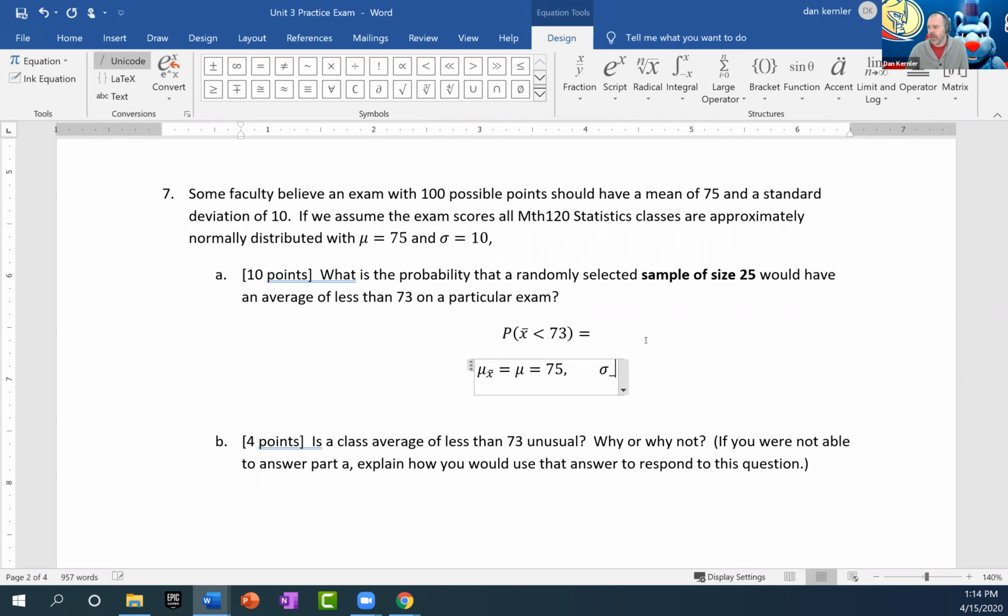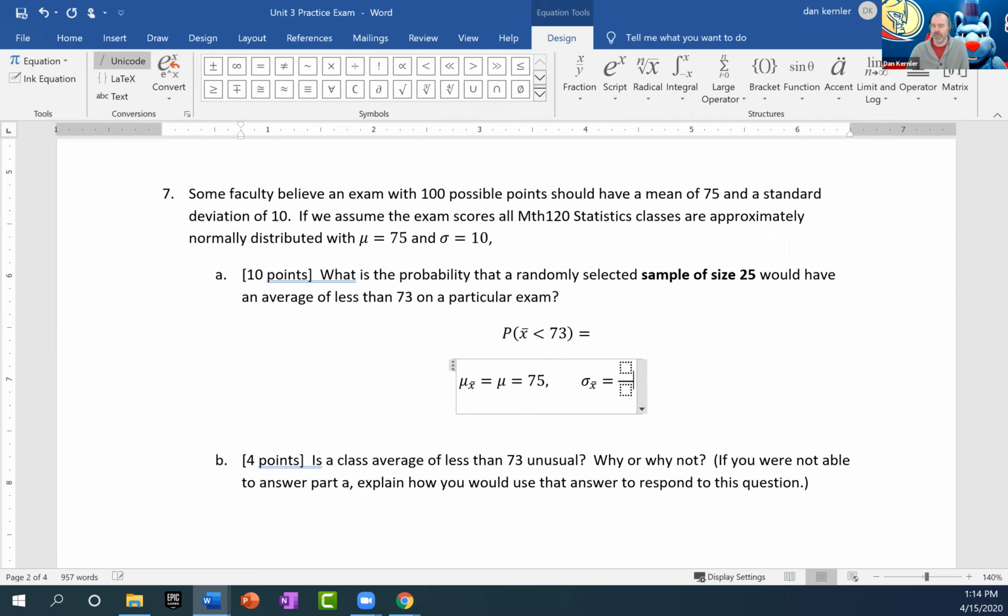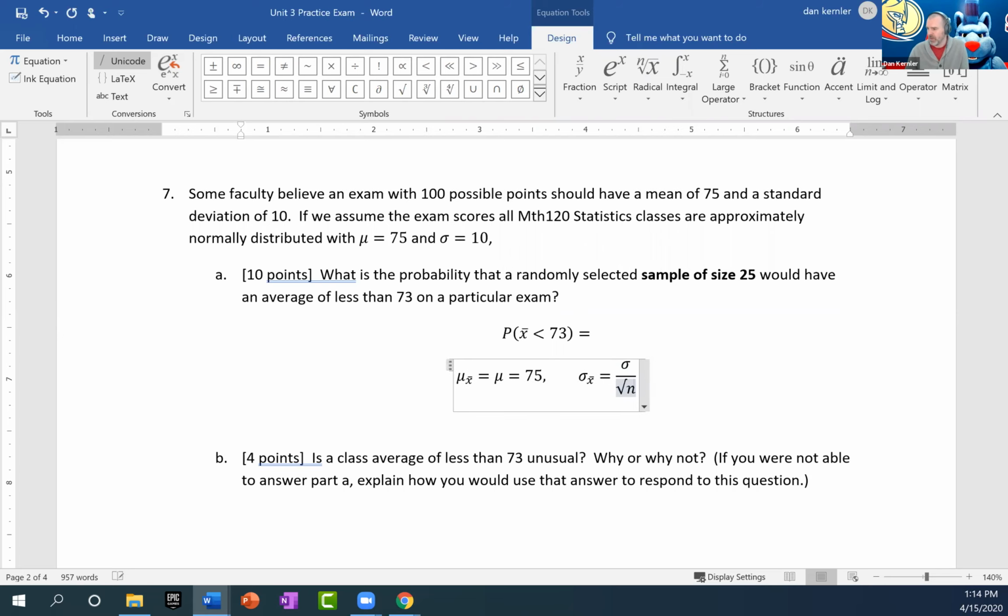Whereas the standard deviation of the sample means, does anybody remember that? Do you have it written down? You should know it. I'll give you a hint, it involves a division. Right, sigma over square root of n. Yep, you got it, Daniel and Rachel, good.